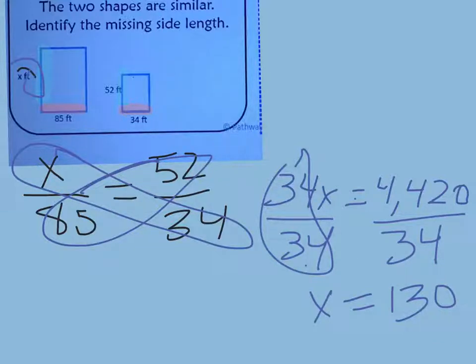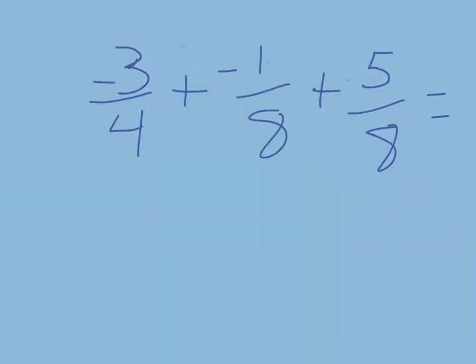All right, one quick rational numbers review problem. We're adding negative 3/4 plus negative 1/8 plus 5/8. So what do I do when I'm adding fractions? I have to get common denominators. So I have 8s and 8s here, so I'm going to change negative 3/4 to 8s. So negative 3/4, change that. How many 8s would that be? I'm just going to write that right beside there.